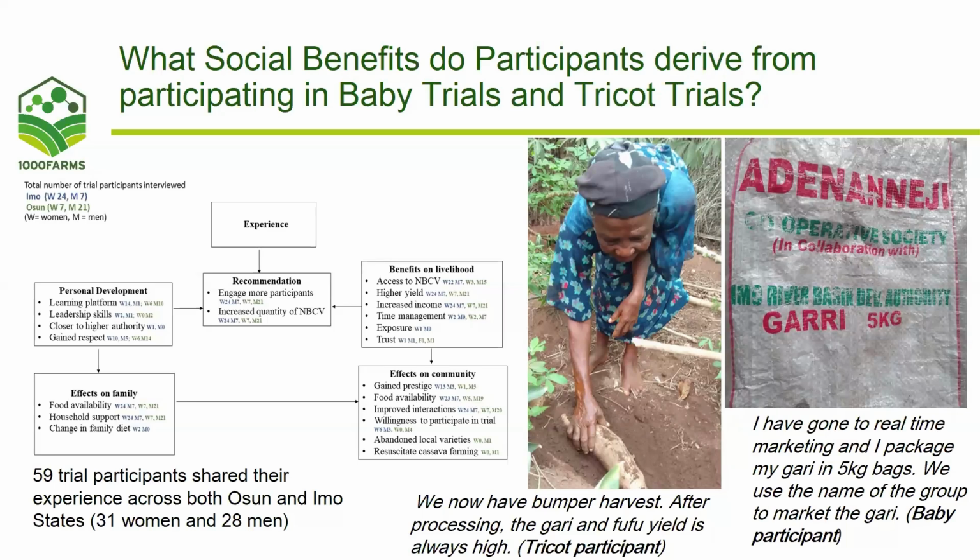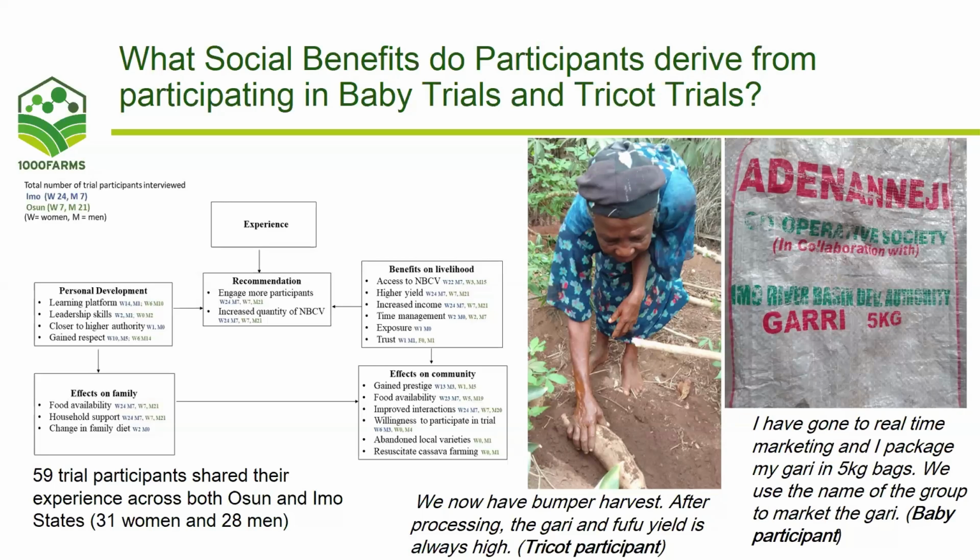These are the ones who always collect the data from the other trial participants. They also talked about their leadership skills, how they became closer to authorities in the community, and how they gained respect just by associating with this research institute. The benefit was also paramount on their livelihood. They acknowledged that they gained access to newly bred cassava varieties, and talked about the high yield, how the harvest is better, increased income, and also exposure.